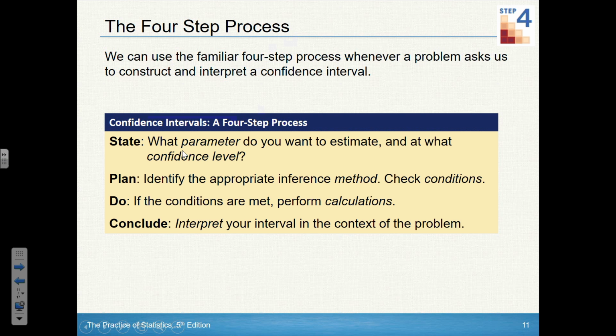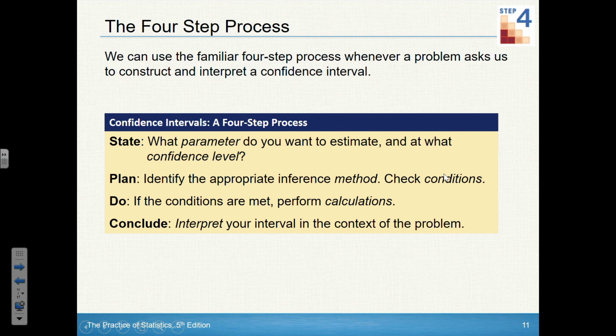Step one, you're going to state the parameter. What is the parameter that you're trying to estimate, and what confidence level are you using? So we'll say we're trying to estimate p, the true proportion of red beads in the container, and we're doing a 90% confidence interval. Plan, identify the appropriate inference method. So in this case, we're talking about a 1 proportion z interval. That's the phrasing that we use for this confidence interval. And you would also, in this step, check the conditions.